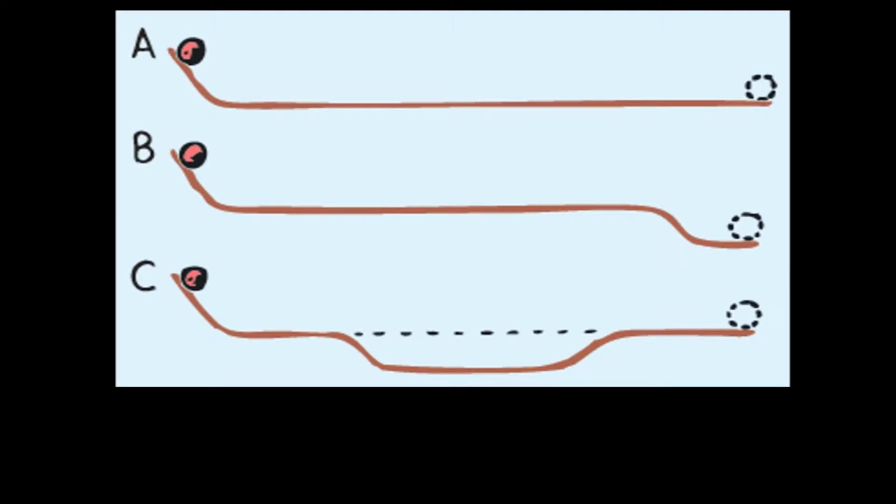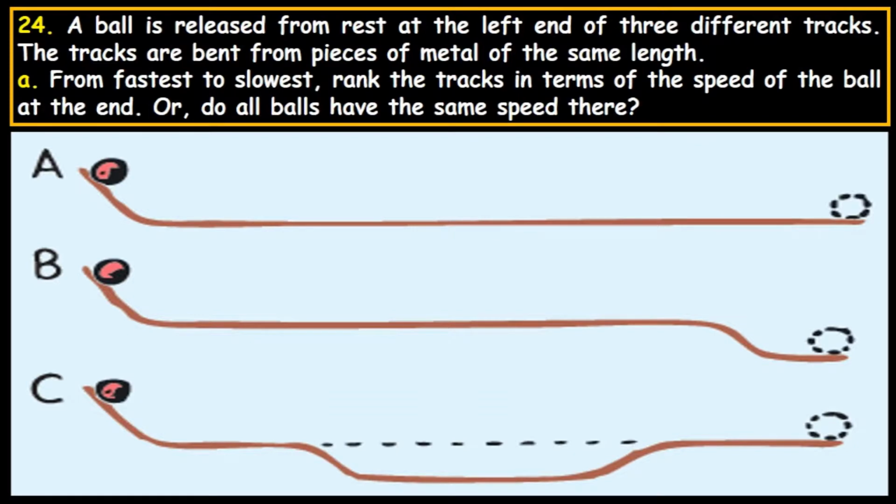Next, we see ball A, B, C. All right, so you have a couple of changes here. The slope in the beginning is all the same. Okay, a ball is released from rest at the left end of 3 different tracks. The tracks are bent from the same metal of the same length.